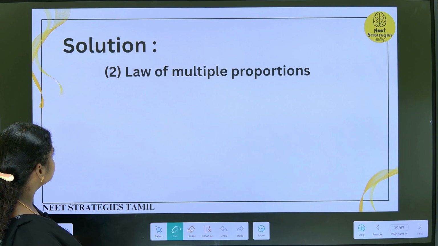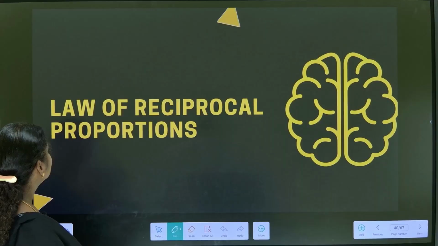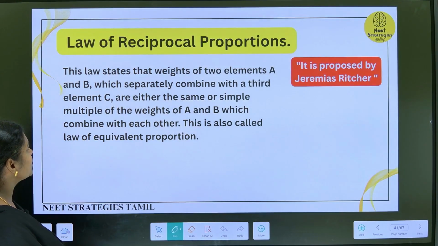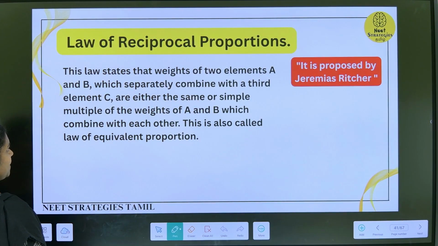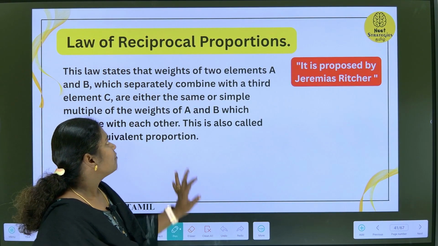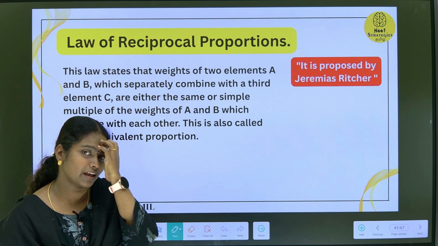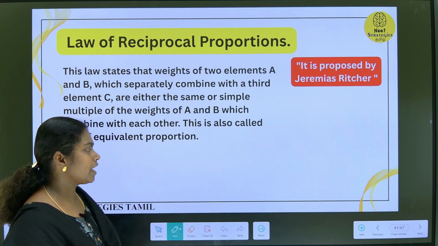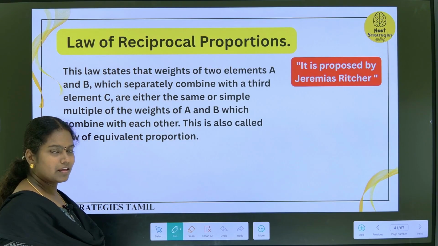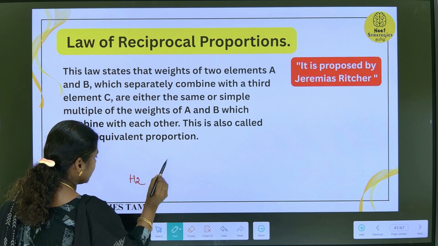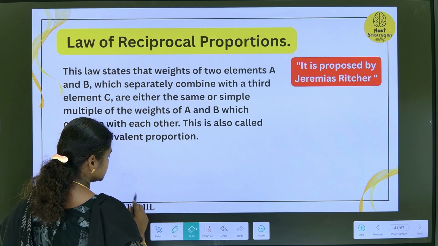Next one. Law of reciprocal proportions. Before we move on to the statement, let me give you a clue on how to approach it, like a triangle. For example, I am taking hydrogen. Let's finish the first one.